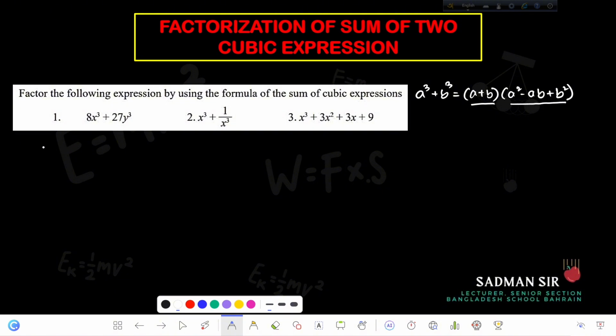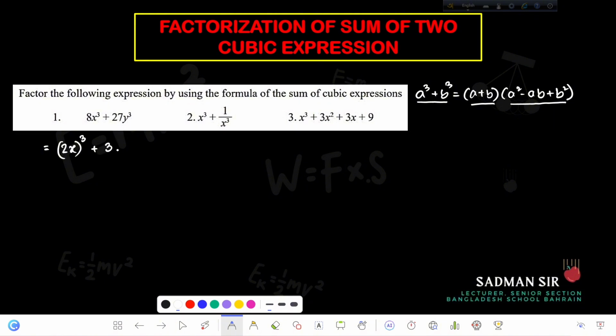Let us solve problem number 1. In problem number 1, it is written 8x cube plus 27y cube. So we need to be able to write them in this shape. Okay, something whole cube plus something whole cube. So 8x cube can be written as 2x whole cube. Why? Because whenever we do the cube of 2, it will give us 8, and x cube is x cube. Okay, so similarly, pause the video and think what we can write 27y cube as.